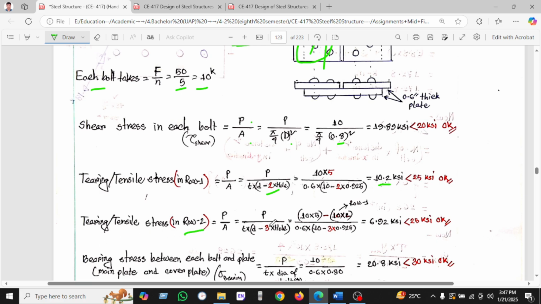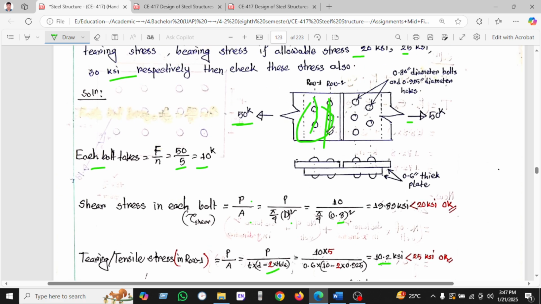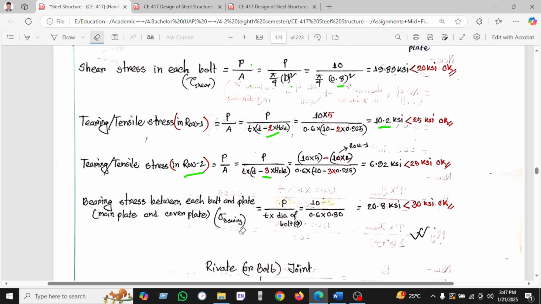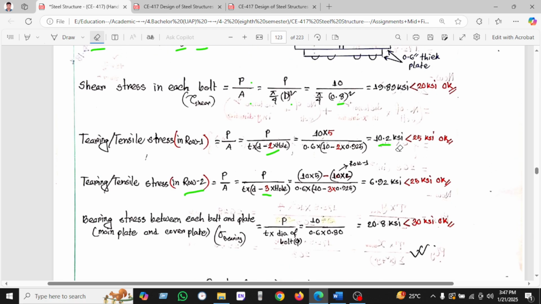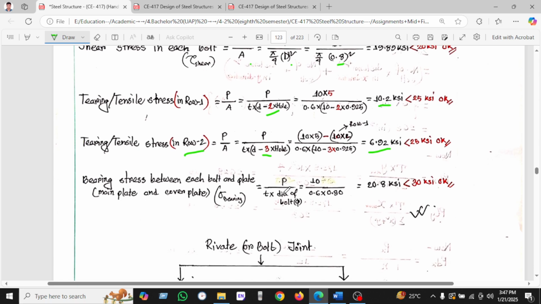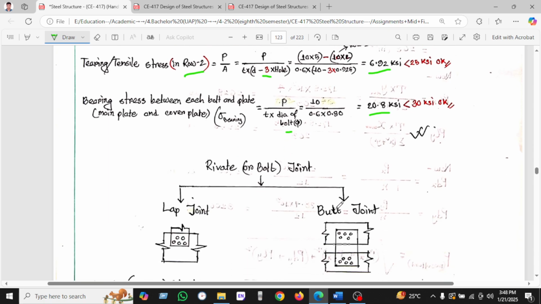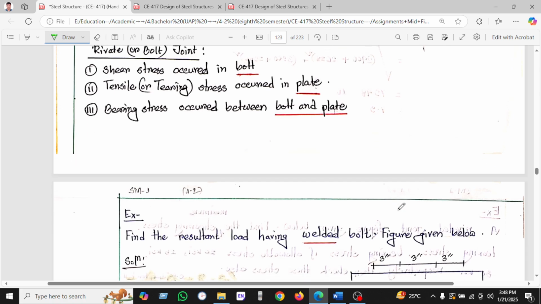Tearing in row 2: we have found P divided by t times (w minus 3d). Why the 3? Because 3 holes are given here, so that's why we are multiplying 3 by the hole diameter, and we found 6.92 kips. Bearing we can see here is P by t times d, the diameter of the bolt, and found 20.8 kips. So this is okay. This is the example we have been seeing.